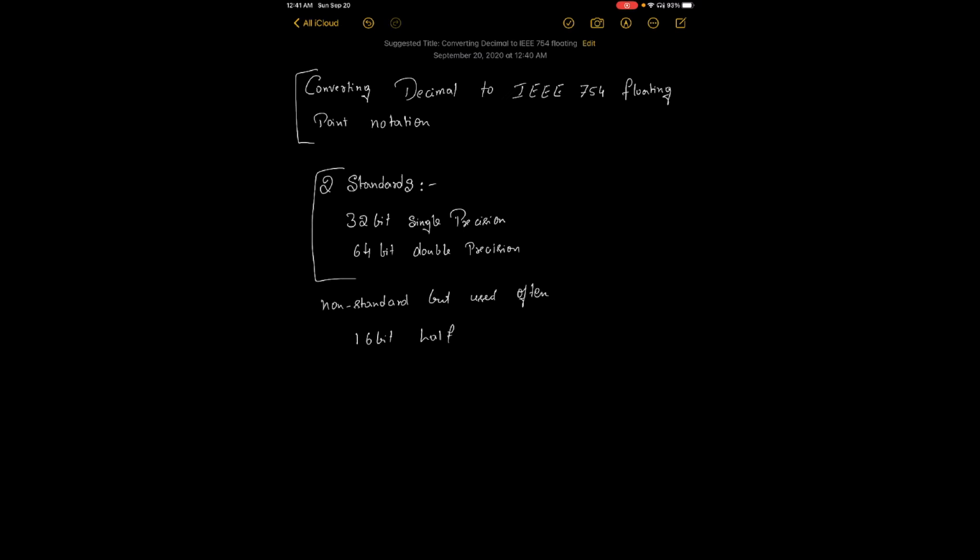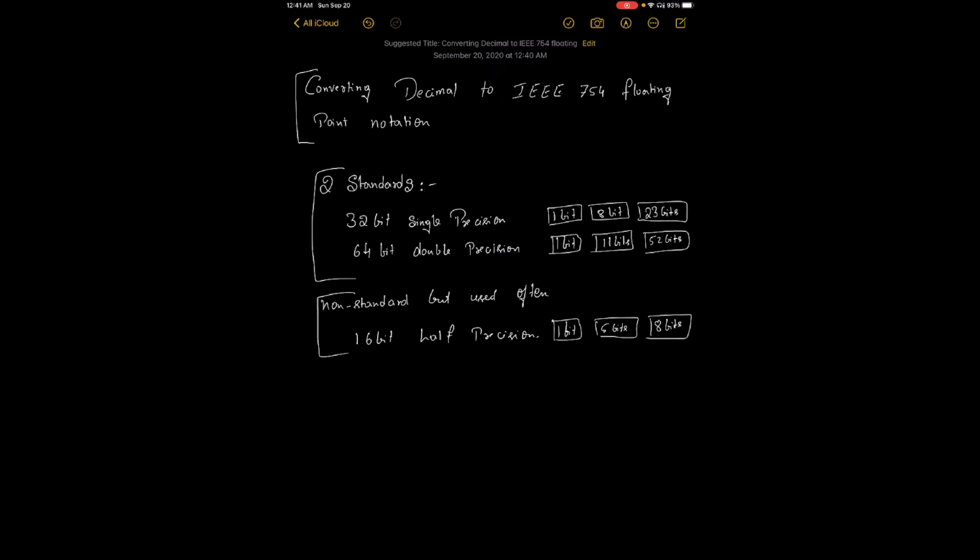Hi, this is the demonstration of converting decimal to IEEE 754 floating point. There are two standard models, which are 32-bit single precision and 64-bit double precision, which is more often used. And there is one more which is not standardized but still used often, which is 16-bit half precision. So let's see all three ways of representing a decimal in these three formats.